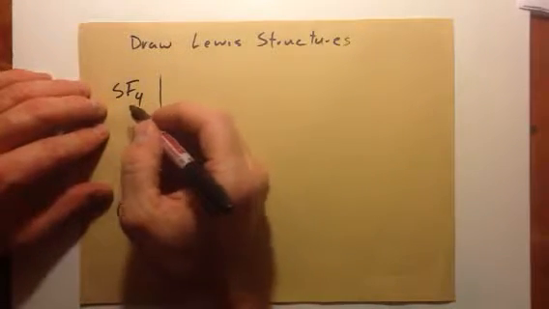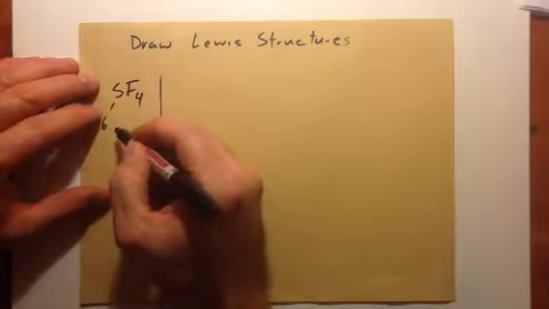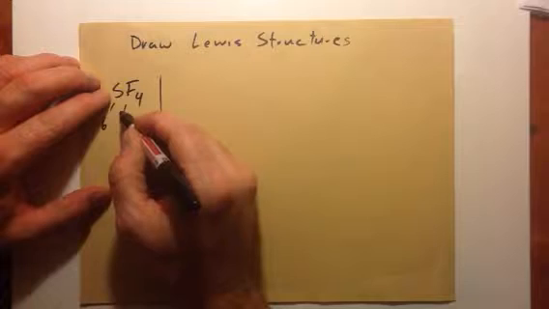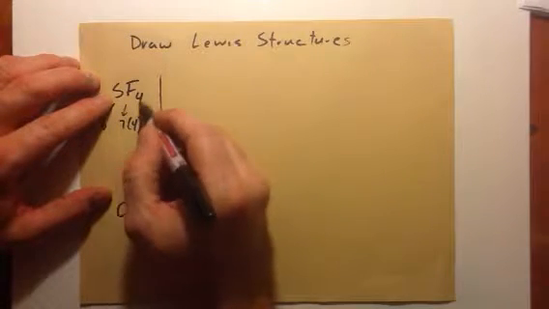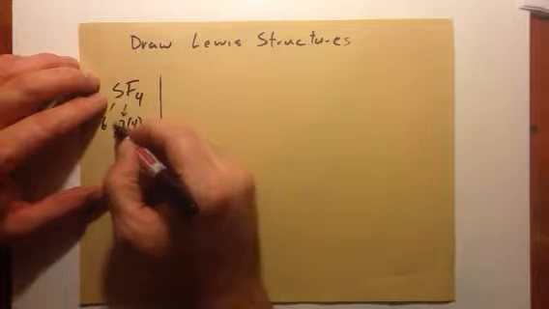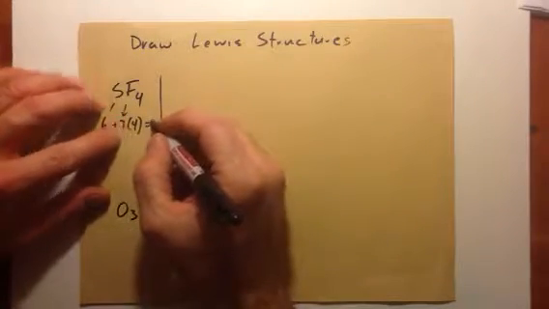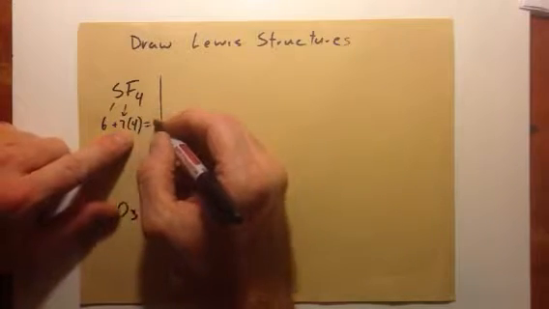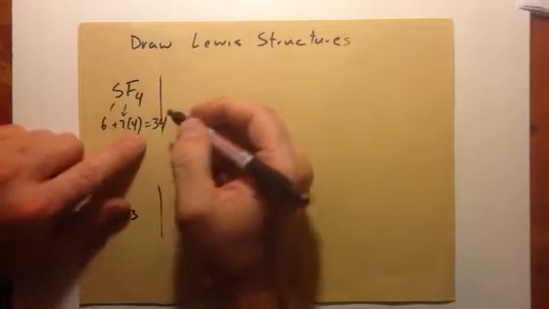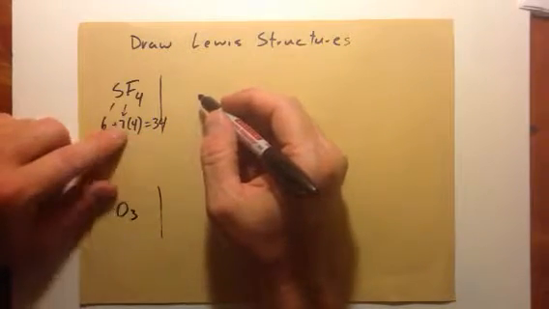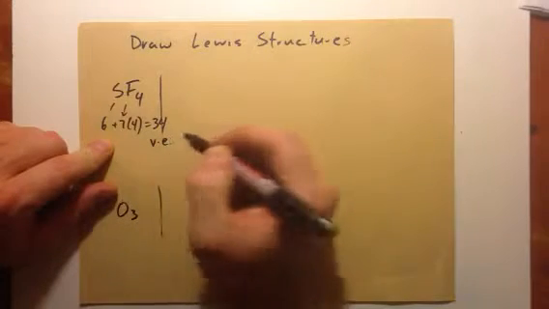First of all is to count the valence electrons. So for sulfur we know there are 6 valence electrons. For fluorine there are 7. But we have to times it by 4 because there are 4 of them. So we would add that together and we would get, since 7 times 4 is 28, plus the 6 is 34 electrons. That's the first thing to do, is to determine the number of valence electrons.